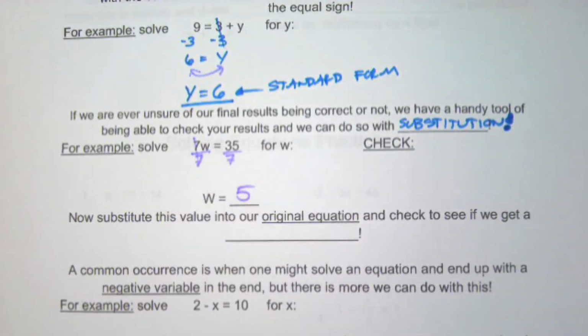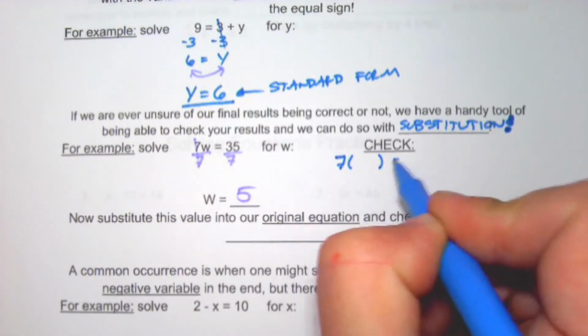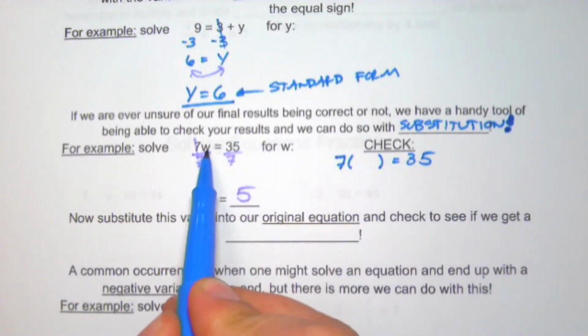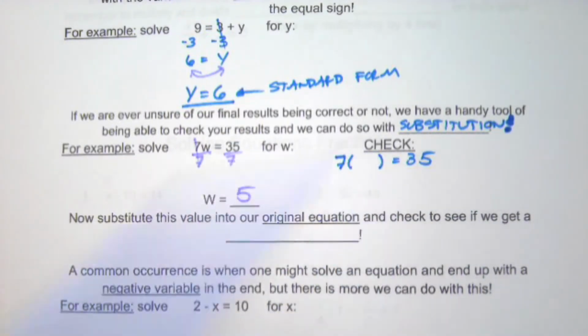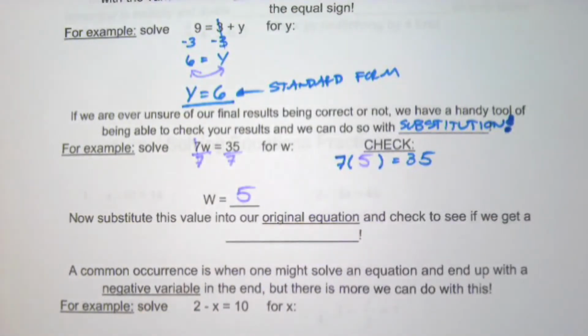Now, how do I know if I'm right or wrong? This one's not too bad, right? The one-step equation here. But just to be sure, we can check with substitution. So when we do substitution, I'm going to rewrite the original equation, but instead of writing a w in there, I'm going to put parentheses, and then we're going to substitute what we think that value is going to be. So we think we solved it right, and it should be a 5.